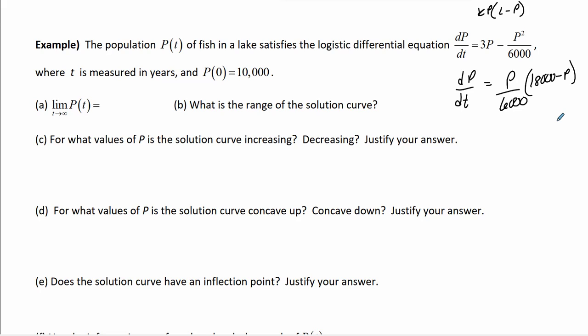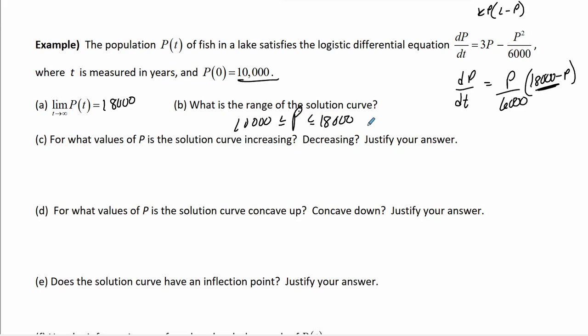I've got a good thing. So now let's use that information. Carrying capacity, that's what part A is always going to be: the limit as it approaches infinity. Our carrying capacity is going to be 18,000. That's a piece of cake. What's the range of the solution curve? Well, if its initial value is 10,000 and I can't go past 18,000, that's my solution curve. That's the range. So 10,000 is less than or equal to P, which is less than or equal to 18,000.